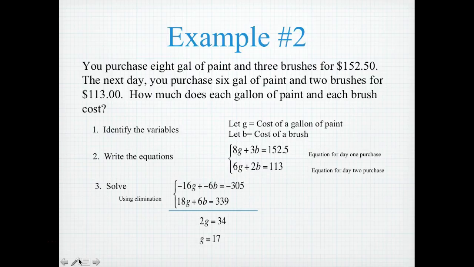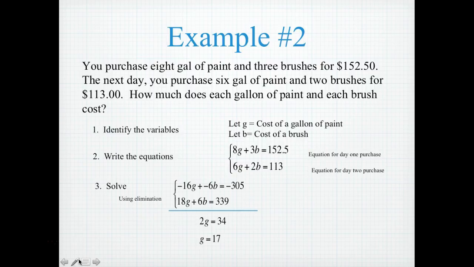So we've now identified the cost of a gallon of paint as being $17. But we haven't finished. We have to keep going and find out how much a paintbrush costs. So we're going to plug in G equal to 17 into one of the original two equations and solve for B. For our work here, we're going to use the second equation.